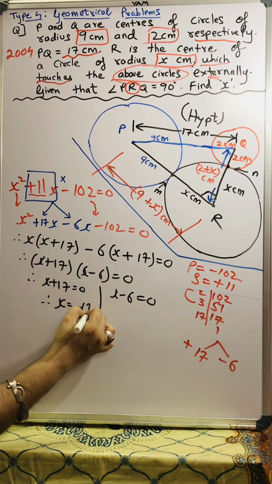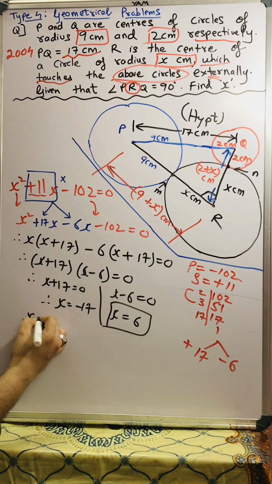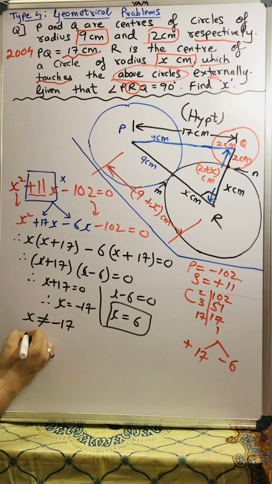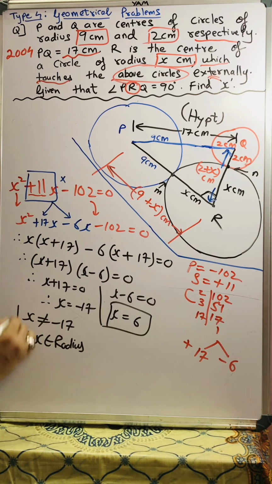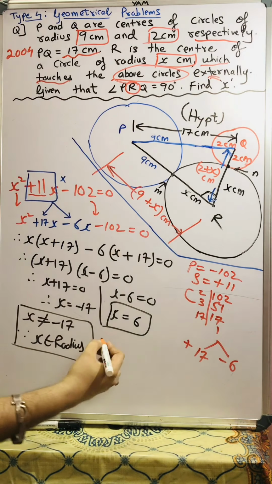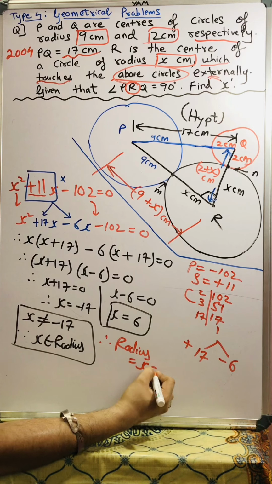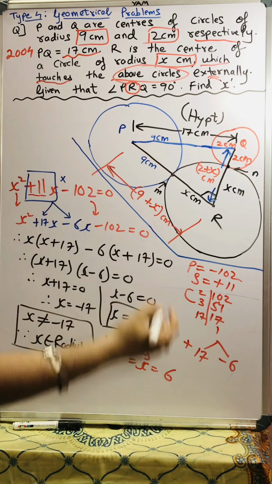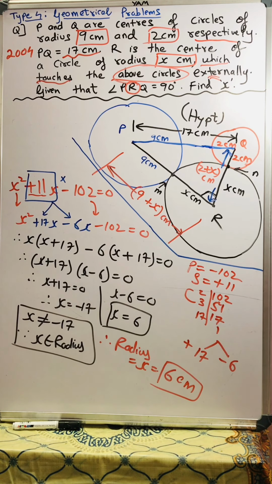Students, x was our radius of the circle with center R. So x cannot be equal to minus 17 because x belongs to radius, so x cannot be negative. So x is equal to 6. What was the question? The question was find x. Therefore, radius is equal to x is equal to 6. Don't forget to write the units, 6 centimeter, within a box. Hope you understood the question. It was a very important question. Solve it fast.